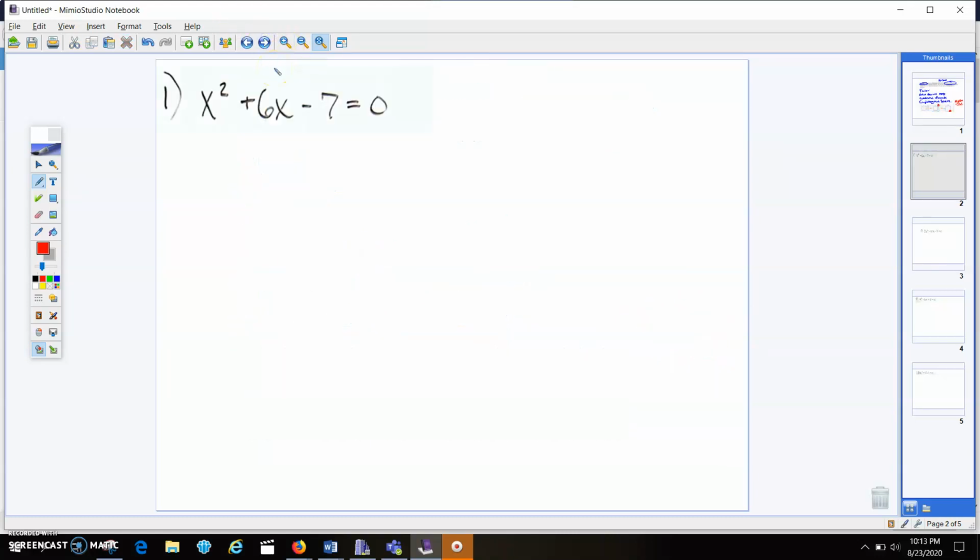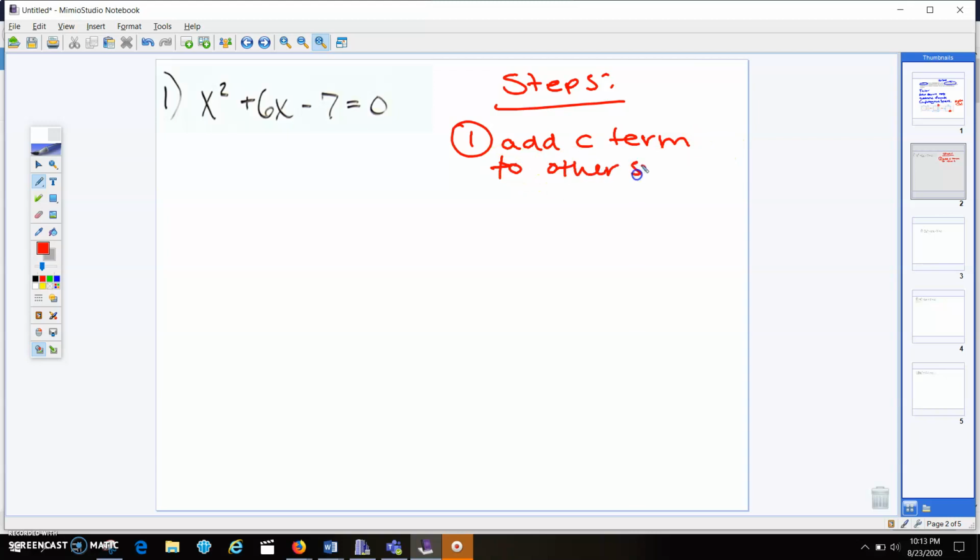So this first equation that we've got right here, the first step for completing the square, and I'm going to put the steps over here because I'm a very step kind of person, is you're going to add the c term to the other side, or subtract depending on what sign it is. That's the first thing that you're going to do. So over here, we've got this -7. So we're going to add it over to the other side. So we've got x squared plus 6x equals 7.